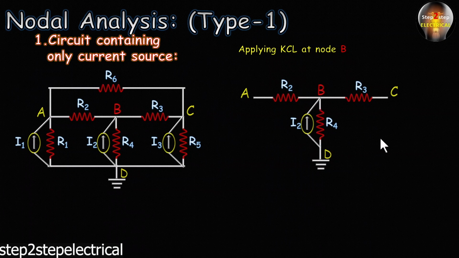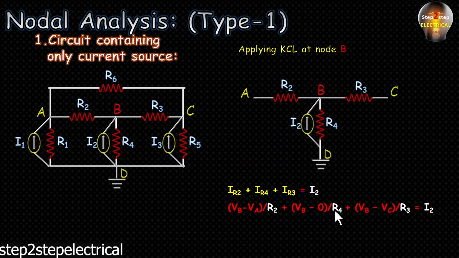So we can apply KCL and write the equation as IR2 plus IR4 plus IR3 is equal to I2. Here I2 is the only current entering the junction. Now it's time to replace the terms. We write the equation as VB minus VA upon R2 plus VB minus 0 upon R4 plus VB minus VC upon R3. Why VB minus VA upon R2? The current IR2 is flowing from B to A, and VB is at a higher potential, so we write VB minus VA upon R2.